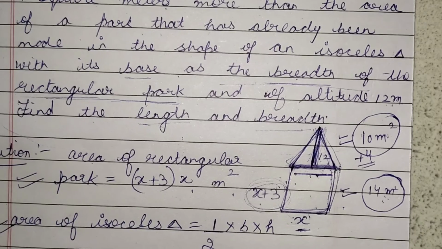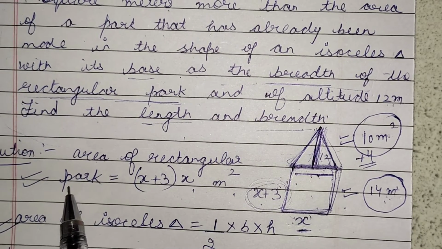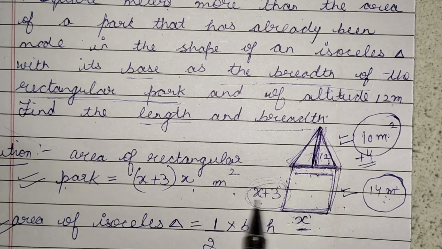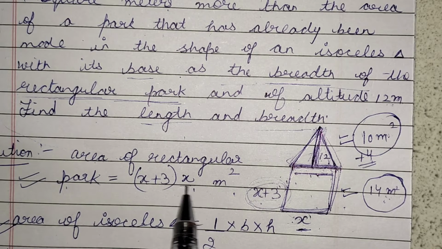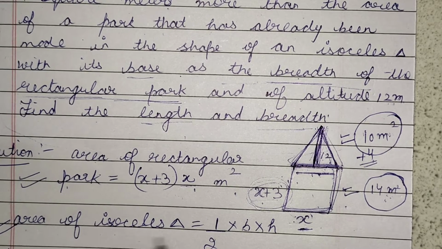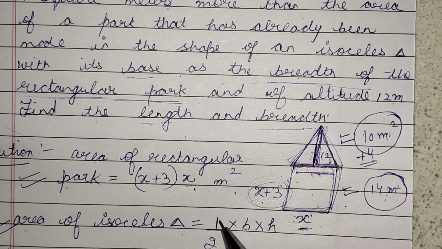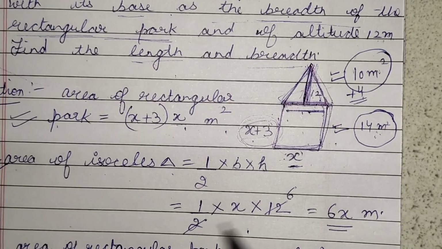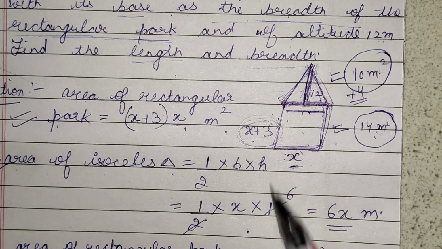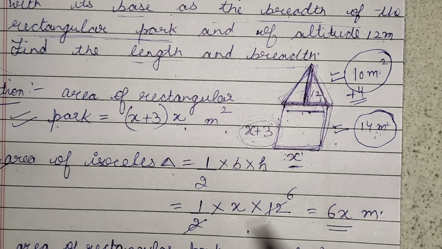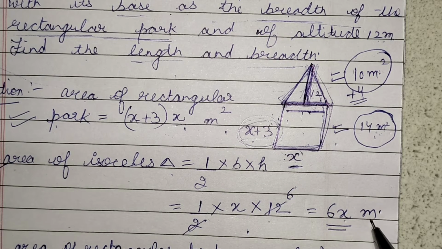Okay, so what is the formula to calculate the area of a rectangular park? It is length into breadth. Length is x plus 3, and breadth is x meter. Next, calculate the area of the isosceles triangle. The area is half into base into height. Base is x, and height is 12 meter, it is given. If I cancel them out, 2 sixes are 12, so it will come out to be 6x.